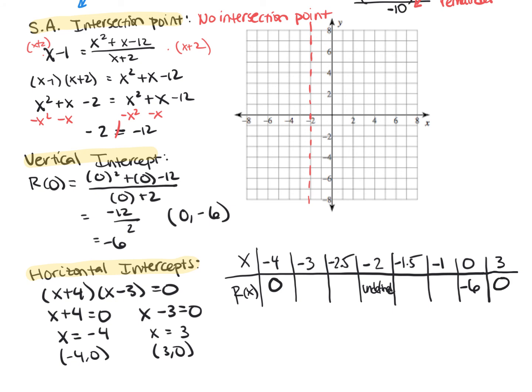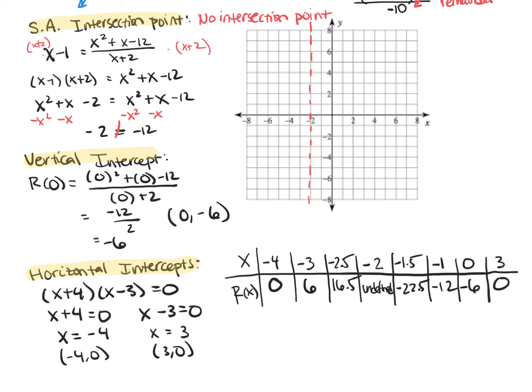So now what I'm going to do is take negative 3, negative 2.5, negative 1.5, and negative 1, plug that back into my equation, and find out the y values. I have already done that for us, so I will let you know when x is equal to negative 3, y is equal to 6. When x is equal to negative 2.5, y is equal to 16.5. When x is equal to negative 1.5, y is equal to negative 22.5. And when x is equal to negative 1, y value will be negative 12.